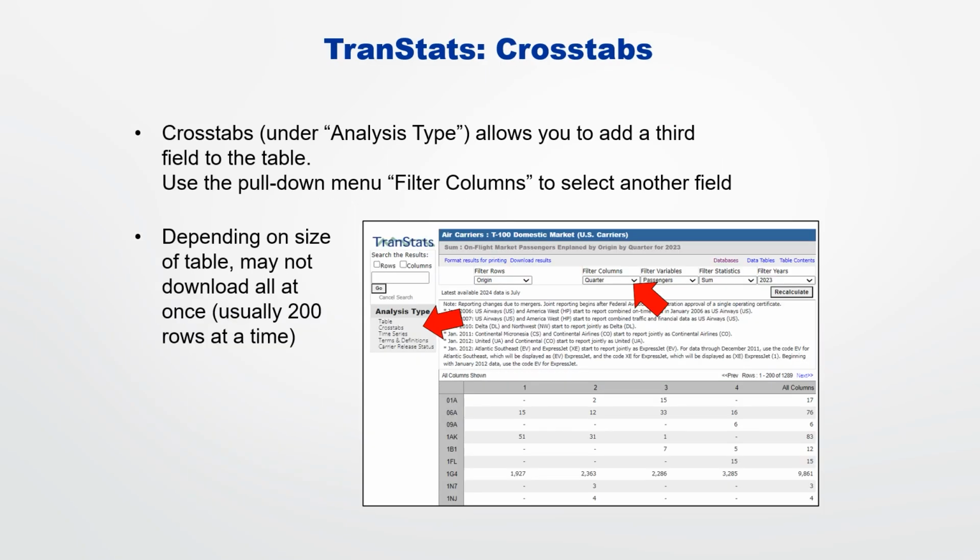Now we're going to look at the crosstabs function. After we click crosstabs on the left side, we're going to use the new menu Filter Columns and select Quarter, then Recalculate. We can then see the quarters in the columns and the origin airport codes in the rows. Depending on the size of the table, crosstabs may not download all at once. You may need to page over by clicking Next and download again to get the rest.